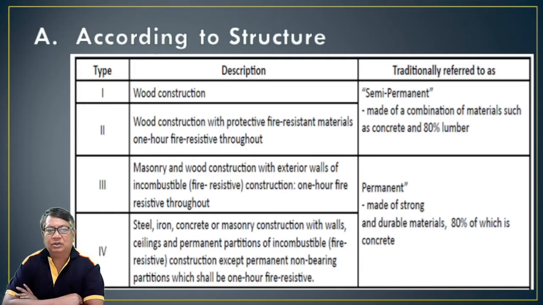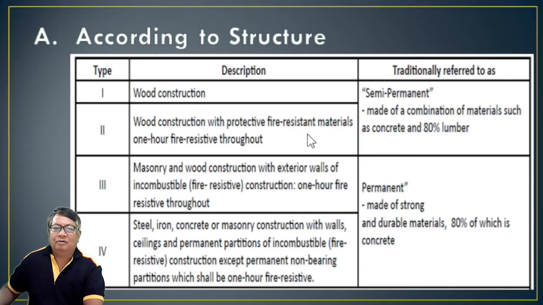According to structure, we have four types. Type 1 is wood construction. Type 2 is wood construction with protective fire-resistant materials, one hour fire-resistive throughout. Type 3 is masonry and wood construction with interior walls of incombustible or fire-resistive construction, one hour fire-resistive throughout. Type 4 is steel, iron, concrete, or masonry construction with walls, ceilings, and permanent partitions of incombustible construction, except permanent non-bearing partitions, which shall be one hour fire-resistive.